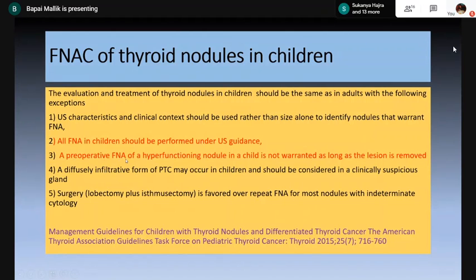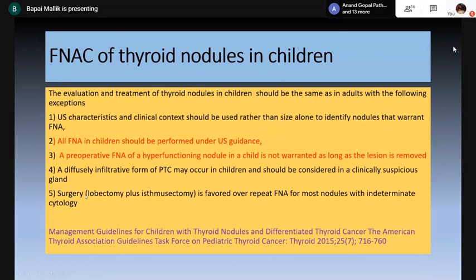A preoperative FNA, now this is very important. If it is a hyperfunctioning nodule in this particular age group, you really do not need to go for any ultrasound or an FNA. If it is a hyperfunctioning nodule, the lesion goes straight to surgery and the lesion is removed. A diffusely infiltrative form of PTC may occur in children and should be considered in a clinically suspicious gland.